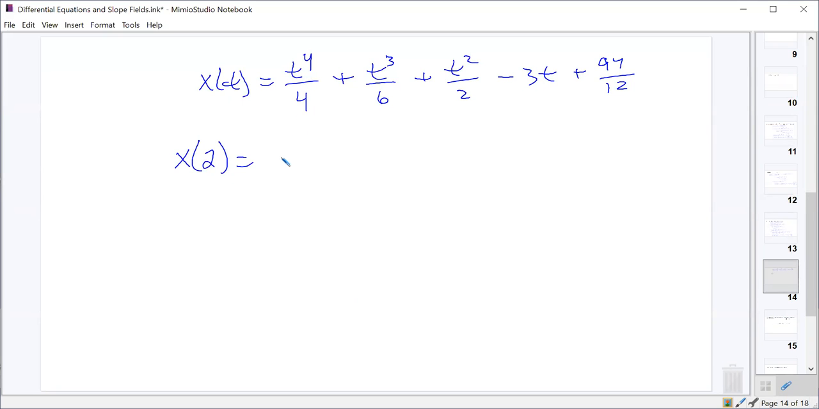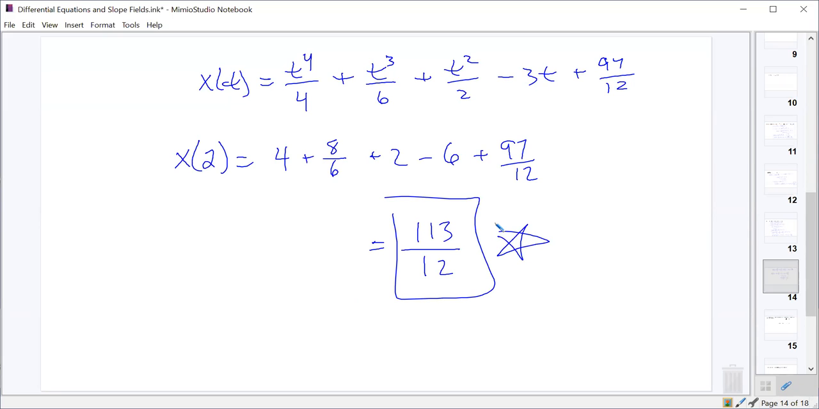2 to the 4th is 16 over 4, right? That's a 4. And then that should be 8 sixths, or 4 thirds if we want. Then this ought to be plus 2, this ought to be minus 6, and then we still got 97 twelfths. 4 plus 2 is 6, minus 6 cancels out. So we've now got 16 twelfths plus 97 twelfths. That would be 113 twelfths. Good or no? Good. All right. So we're doing all right here.